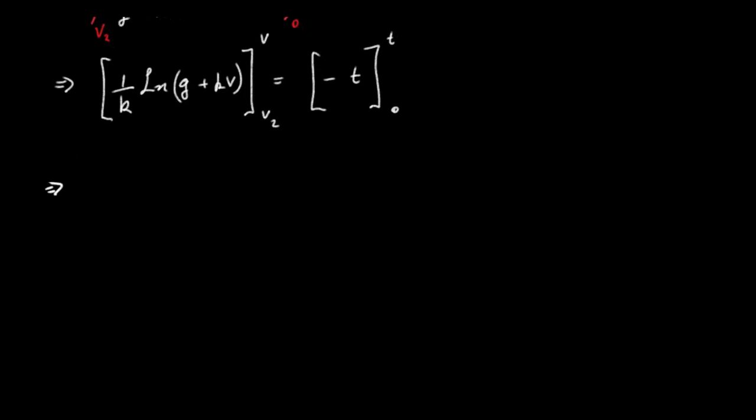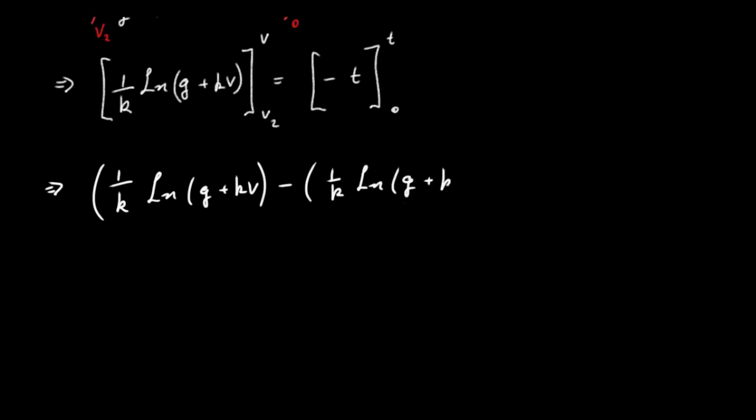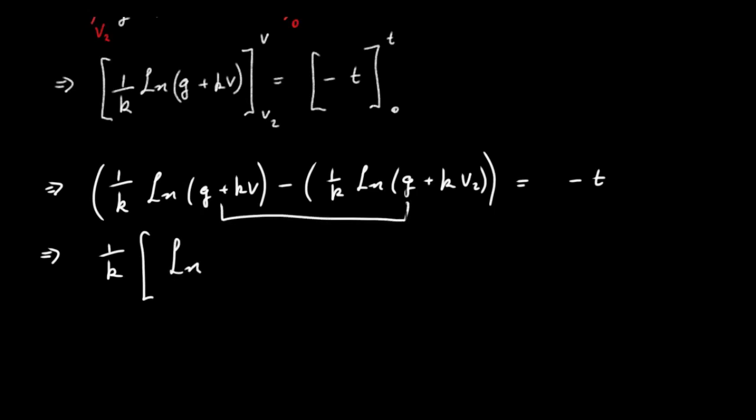Okay, so let's work all this out. We just want to substitute in the v's first of all, so it's 1 over k log g plus kv, and then we've got to subtract 1 over k log g plus kv2. On this side I've got a minus t, and if I substitute in 0 I'll just get 0. So that's my equation. First thing I'm going to do is factorize out this 1 over k. That'll leave me with log. By the way, I'll end up with these two logs here, so by the laws of logs I'm just going to divide these two.